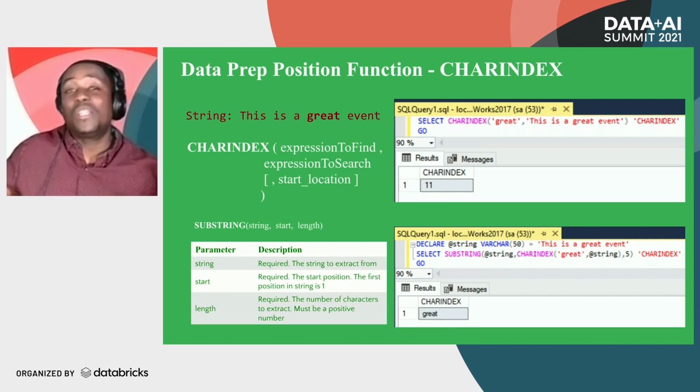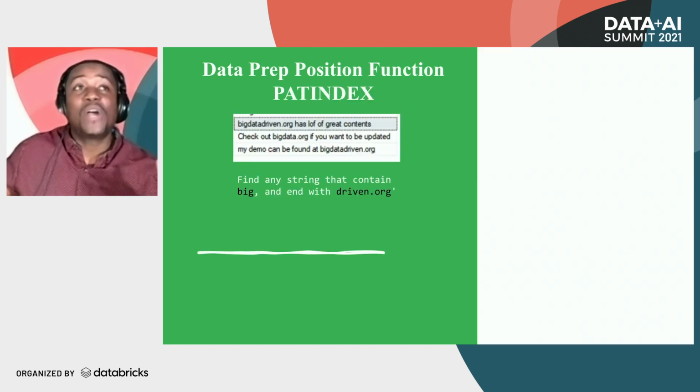So let's go a little bit more complex. What if you have this data set where the business wants, for example, to find any keywords that start with big and end with driven.org? How would you do that? You cannot use CHARINDEX, but instead you can use PATINDEX.